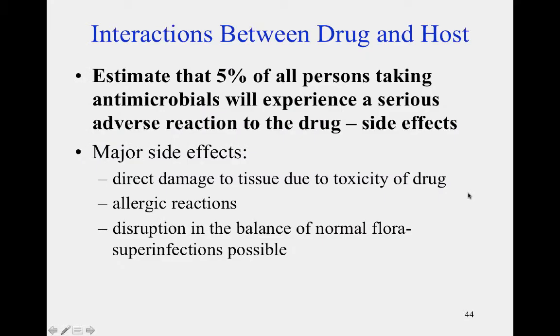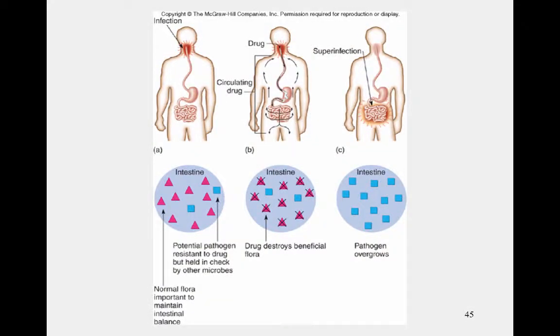And it's estimated that 5% of all people taking antibiotics will experience a serious adverse reaction to the drug, side effects, or this antibiotic resistance phenomenon. And sometimes what we see is disruption in the balance of the normal flora. So if you guys have heard of Clostridium difficile or C. diff infections, this happens when you're prescribed an antibiotic and it will kill off all of the good bacteria, leaving C. diff, for example, to overgrow.